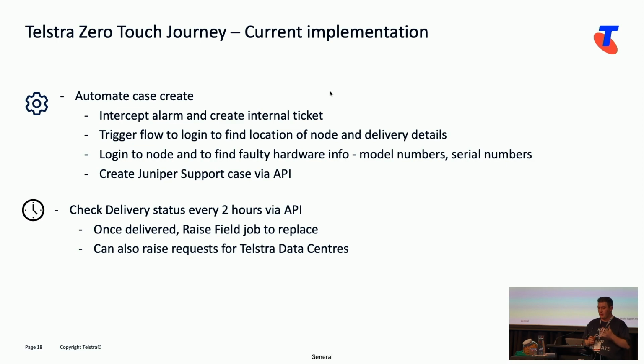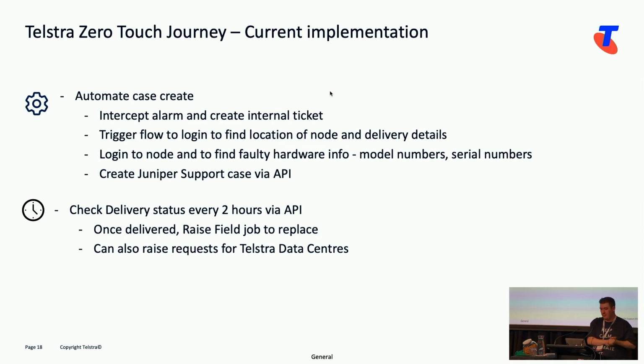So we have two major components to our current solution. Firstly, when the power supply does fail, we intercept the power supply down trap, and then we straight away create an internal ticket. Then we trigger our Python automation to log on to our devices, find serial numbers, find models, find locations, and find the delivery locations as well. And then we're able to automatically create a JTAC case via API with all that information enriched and send it up and have it created.